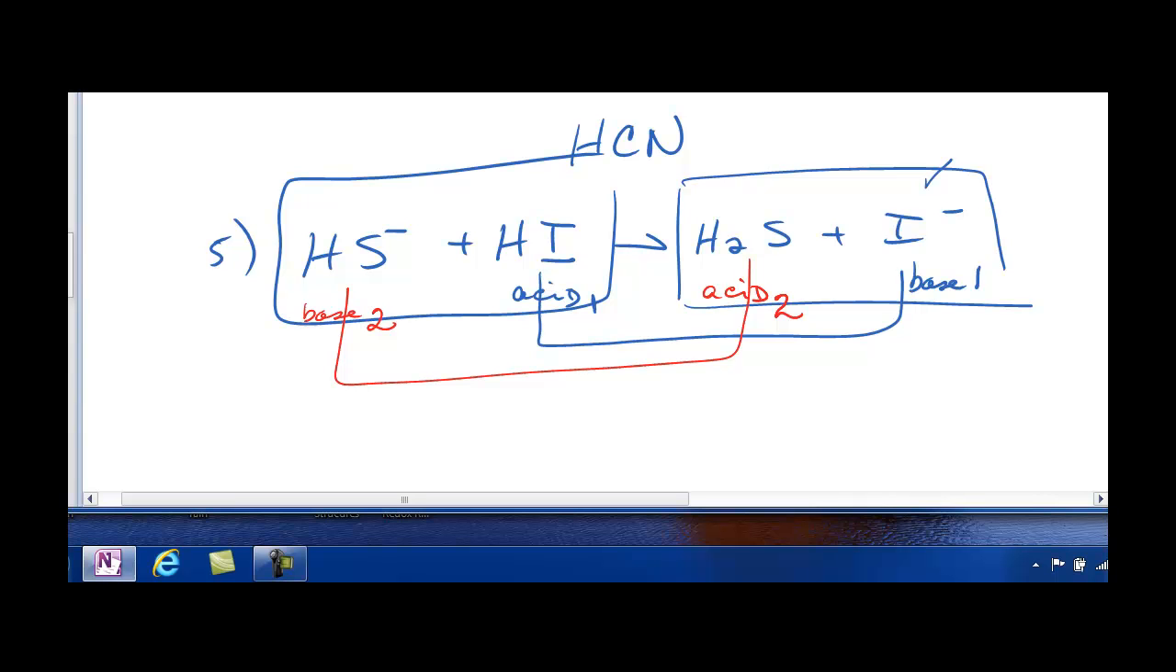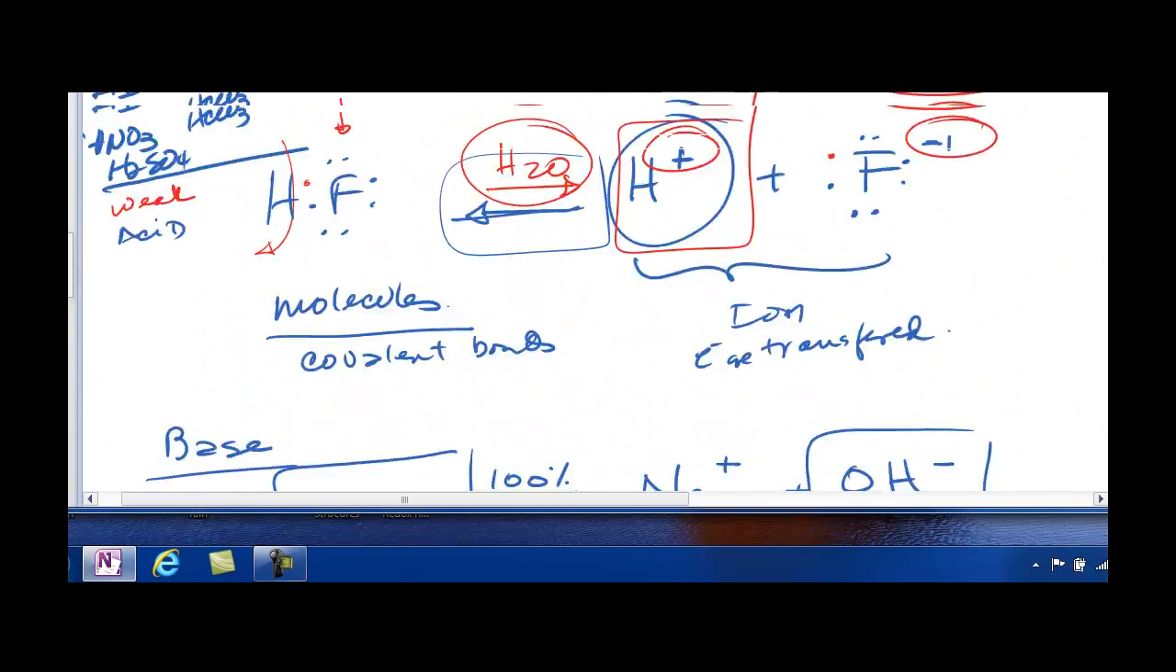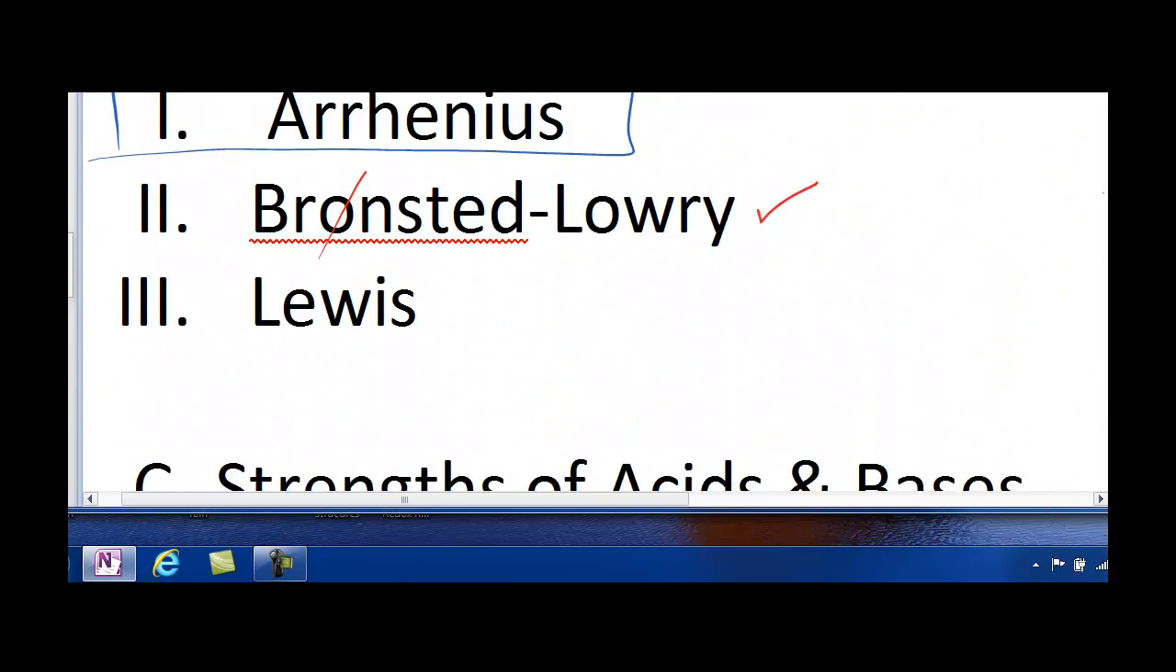Okay. Let's look at Lewis. So we're back to the outline. And we said that Arrhenius considers an acid as a substance that increases the hydrogen ion concentration when it's placed in water. Brønsted-Lowry didn't mention the word water. And I have substances releasing hydrogen ions and accepting them. And now I am taking the concept one level higher, Lewis.